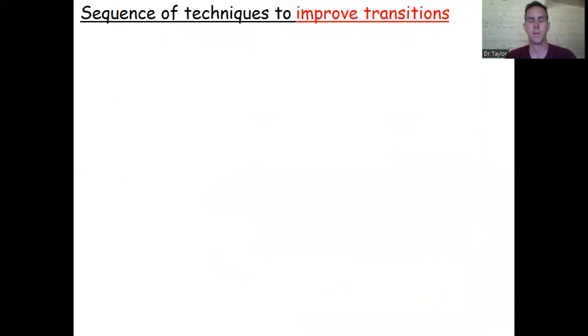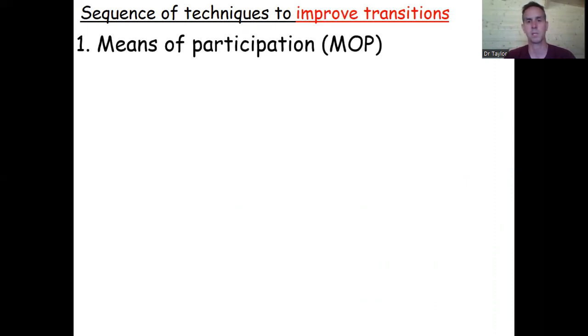So those would be the three techniques for today. If we're going to sequence these techniques to improve transitions, then we're going to pop a few more in. We would always start with means of participation, so you're clear to the students how you want them to engage in the task. Number two would be Brighten Lines. You're going to create that pop moment where they start together as one team, if you like.